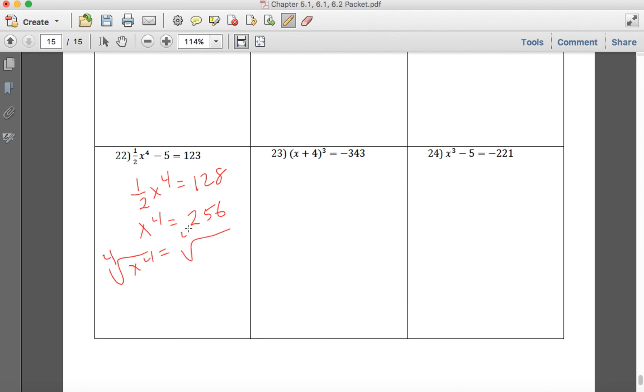Fourth root of 256. Fourth root of a positive number is going to be plus or minus that number, 4.